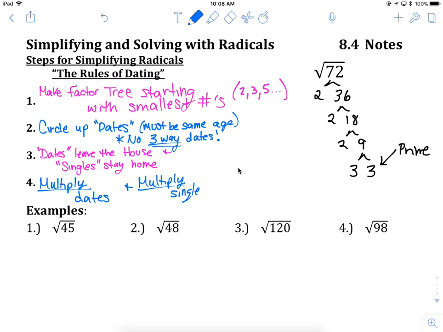So if I look at this, I notice that these 2's right here can make a date. 36, 18, and 9 all got broken, so we're not looking at them for the dates. Do you see any other pair that are the same age that could go on a date? Could we take the 2 and the 3? No, they're not the same age. Could we take this 2 and circle all of them at the same time? No, 3 numbers can't make a date. So that leaves us with a pair of 2's and a pair of 3's. Those are my dates. This guy right here, he's single. Okay, so that number does not have a date, does not have a partner.